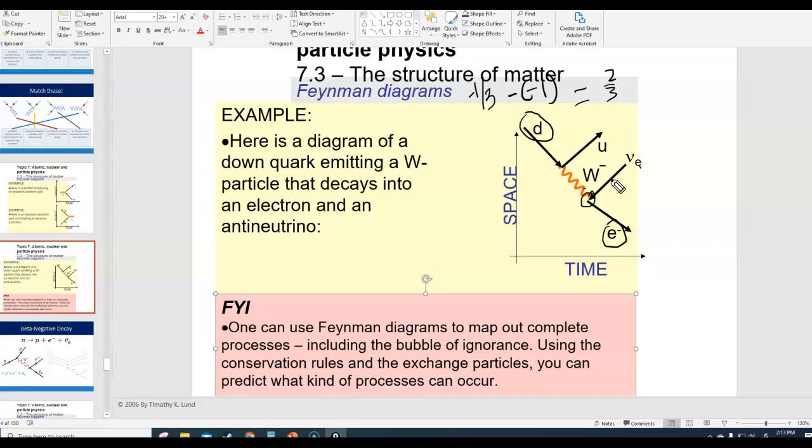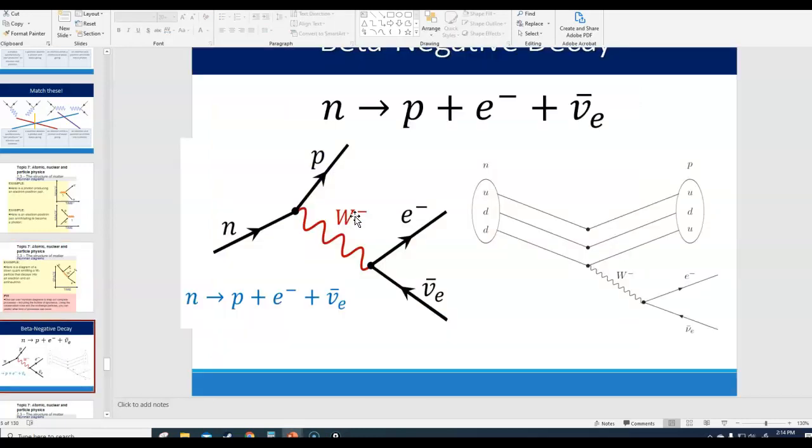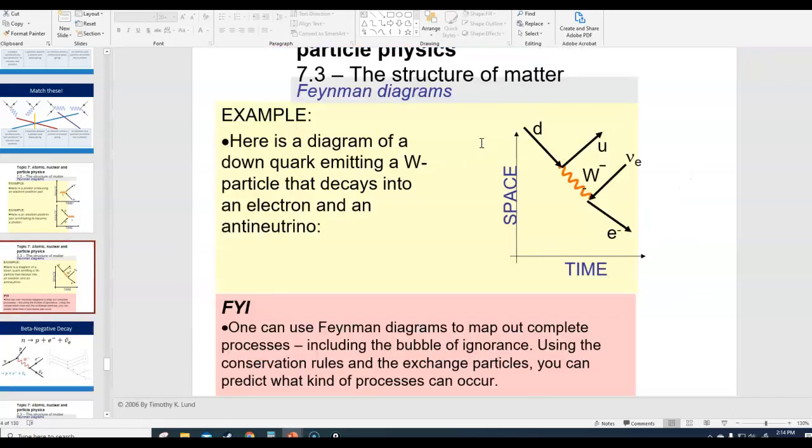So you can apply conservation laws at each of these vertices. That's important because sometimes you're asked to make predictions about what some of these other particles might be based off of those conservation laws. The reason that this particular Feynman diagram is so important is because it represents beta minus decay.